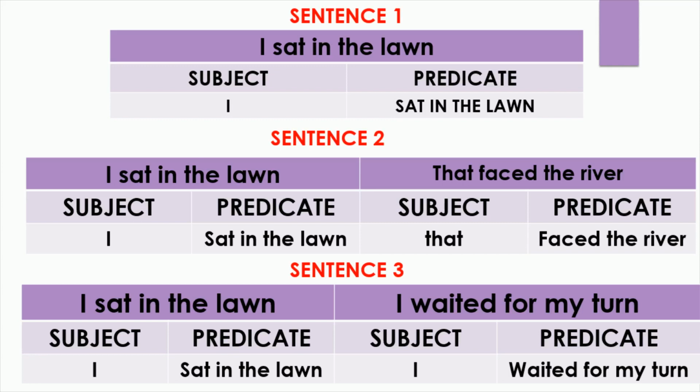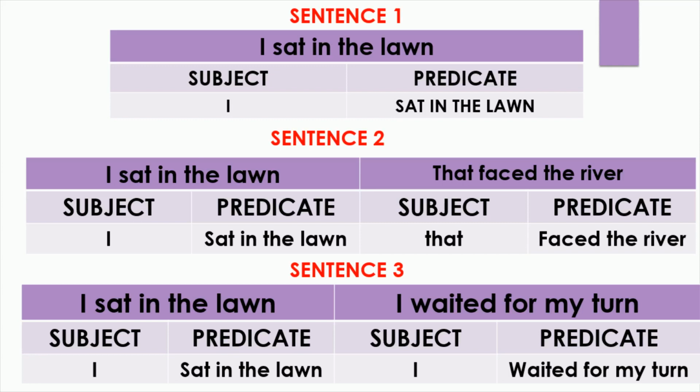I sat in the lawn that faced the river. I sat in the lawn is one clause with subject I and predicate sat in the lawn. That faced the river is the second clause in the sentence with that as the subject and faced the river as the predicate. Let's turn to sentence 3 now.